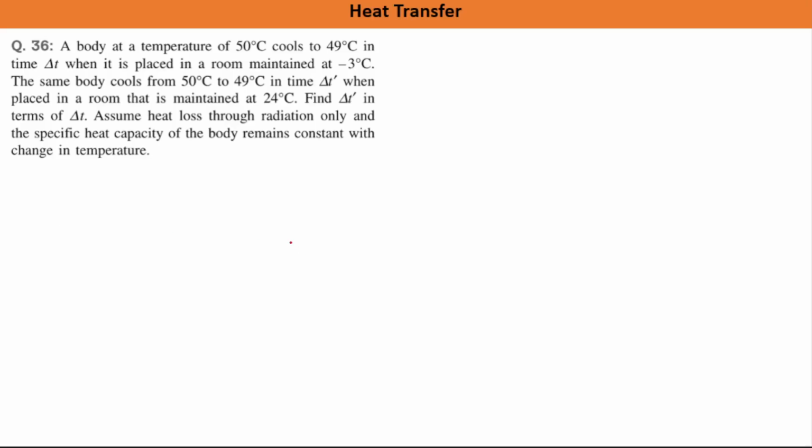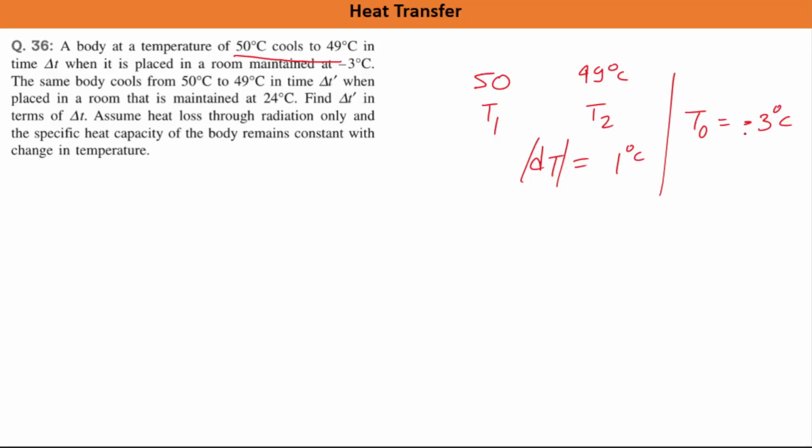अब देखो क्वेश्चन में क्या है. A body at temperature 50 degree cools to 49 degree in time delta T. So 50 is the temperature T1, let's say, and later on it is becoming 49 degree, let's say T2. So dT is how much? dT is your 1 degree, right? Minus 1 degree आप लिखोगे, मॉडुलस में लिख रही हूँ. So this is 1 degree. Now it is placed at room temperature minus 3 degree. So T naught is equal to minus 3 degree. Okay. Let us see here the same, and this cooling is happening in how much time?